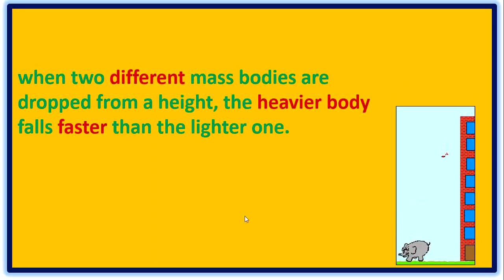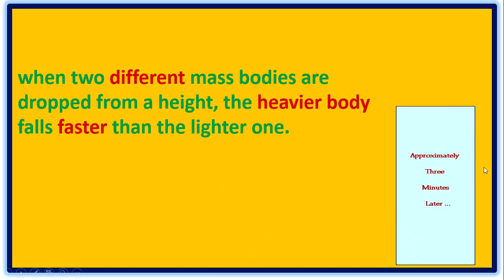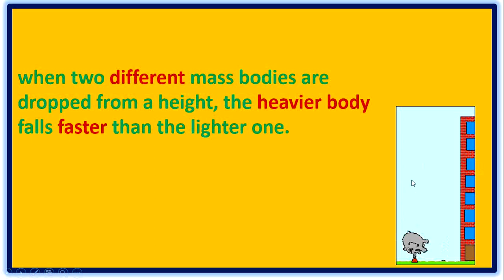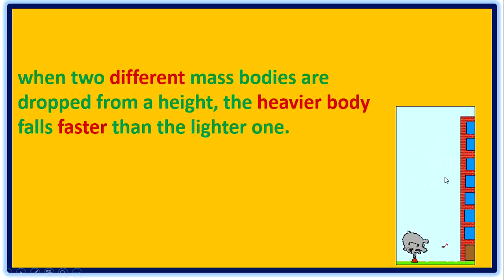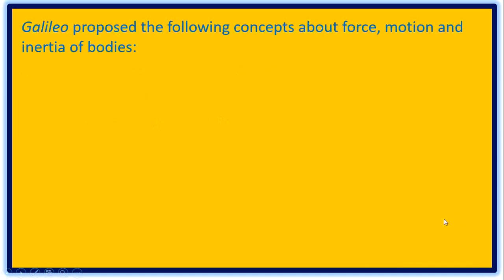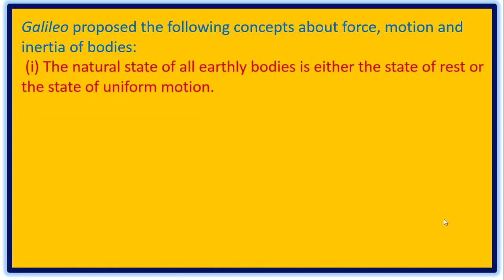See this diagram. Here we have two bodies of different mass falling from a height. Which one falls faster? The heavier body falls faster, and the lighter body falls later. Galileo proposed the following concepts about force, motion and inertia of bodies. Let us see the concepts of Galileo.